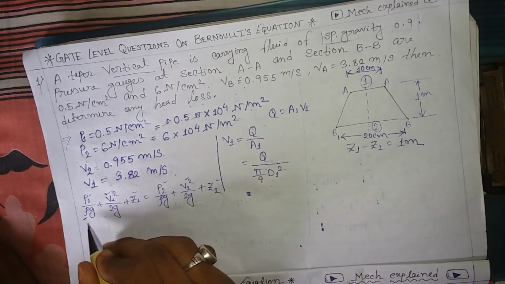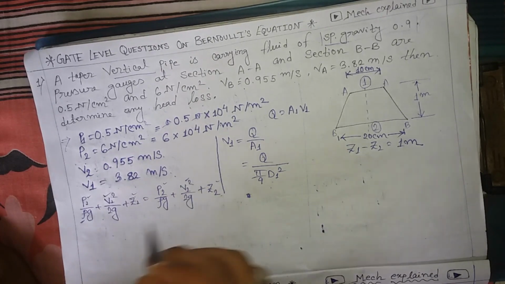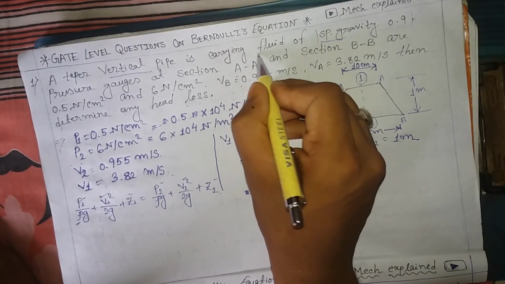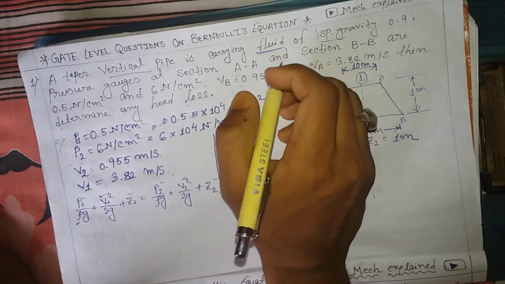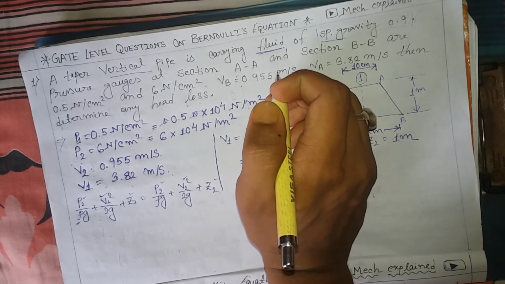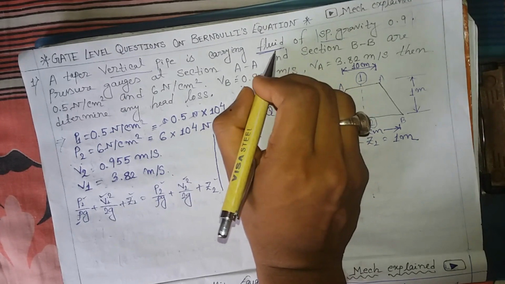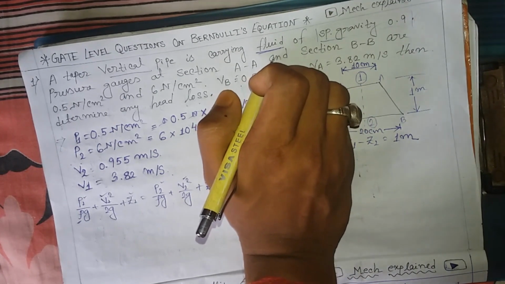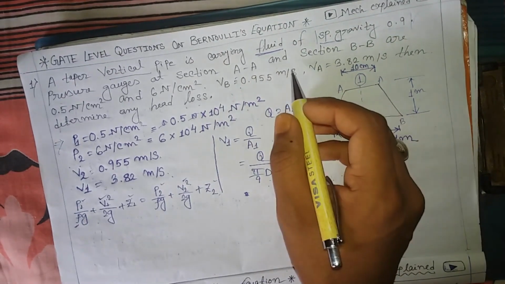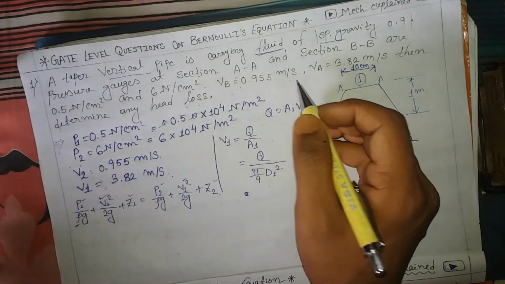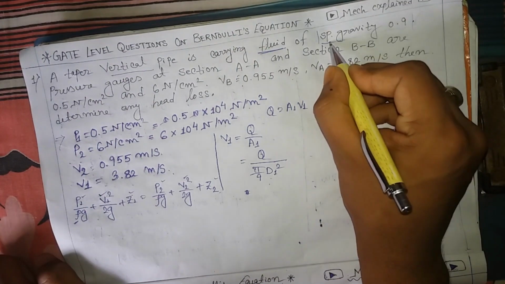But rho will be different. Rho will not be 1000, because the question says it is carrying a fluid. If this were water, we know the density of water is 1000, but for other fluids the density can be different. So we will be using this term.